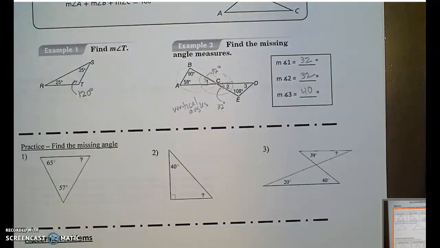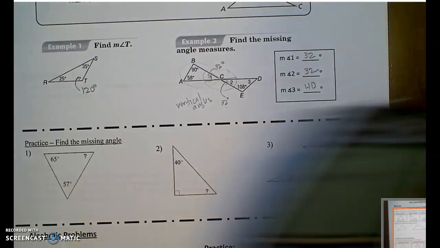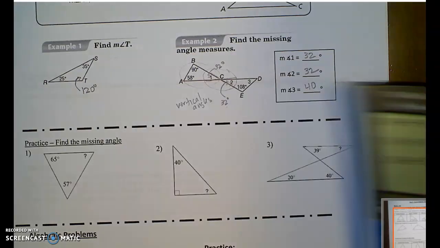Alright, so let's do a little practice. Find the missing angle. So here again, in this triangle, 2 of the angles were given. So we do 180 minus 65 minus 57 is 58.